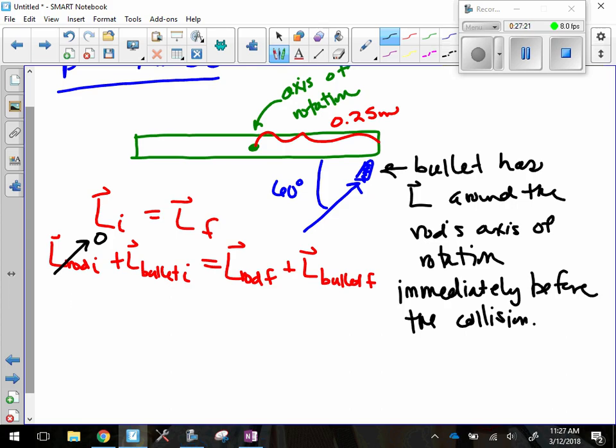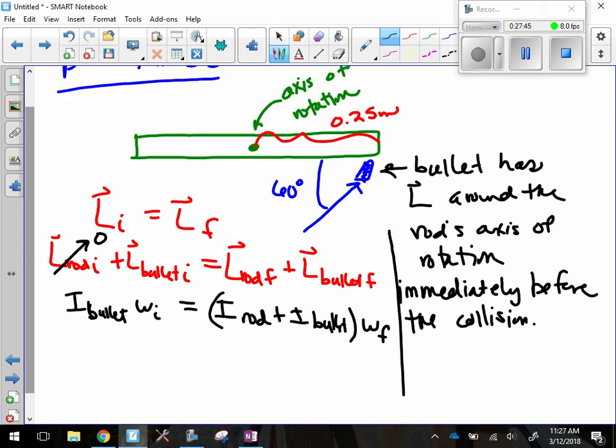So for the initial momentum of the bullet, I'm going to have I bullet times omega i. And then afterwards, I'm going to have I rod plus I bullet times omega final.